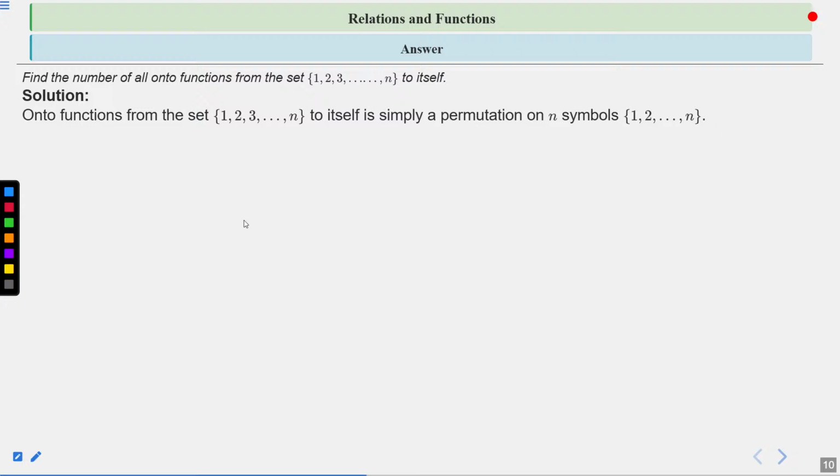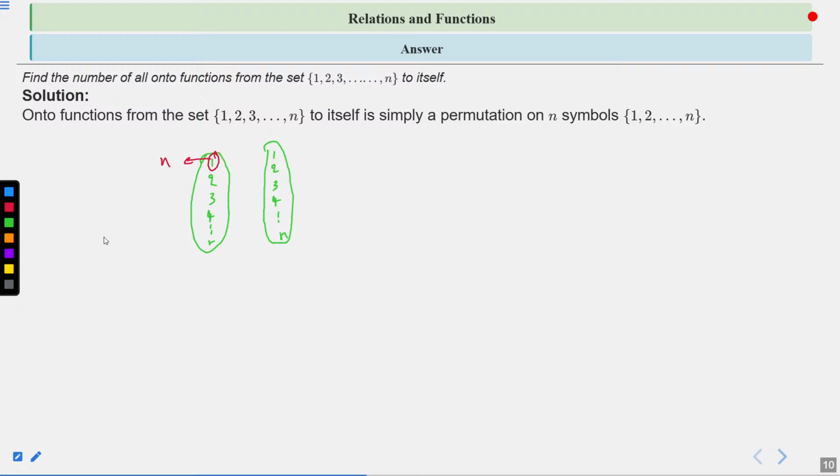So onto functions from the set 1, 2, 3 till n to itself is simply a permutation of n symbols, right? See, if we have 1, 2, 3, 4 till n, and 1, 2, 3, 4 till n. For 1, how many options are there to connect? For 1 there are n options.